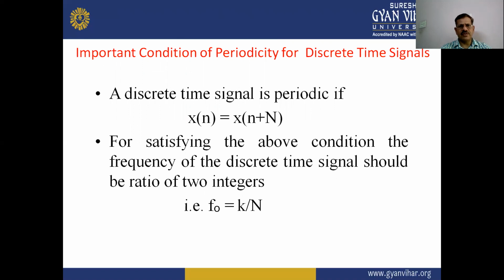Important condition for periodicity of discrete time signals. A discrete time signal is periodic if x[n] equals x[n plus N]. For satisfying the above condition, the frequency of the discrete time signal should be a ratio of two integers, or f naught equal to k upon N.